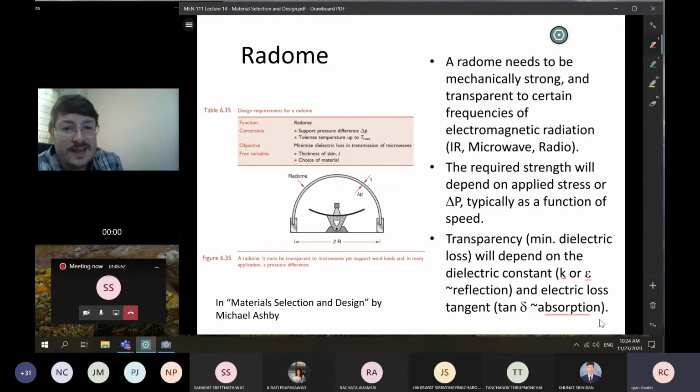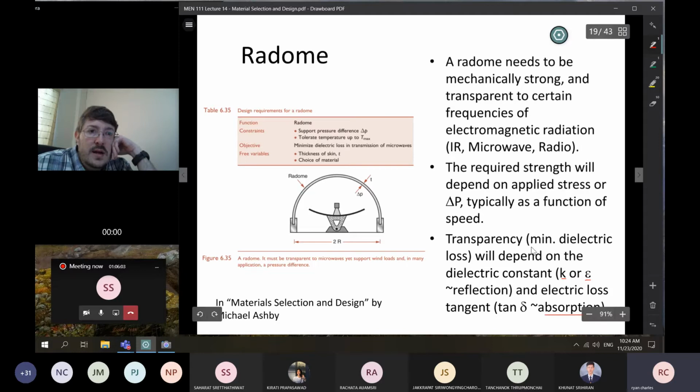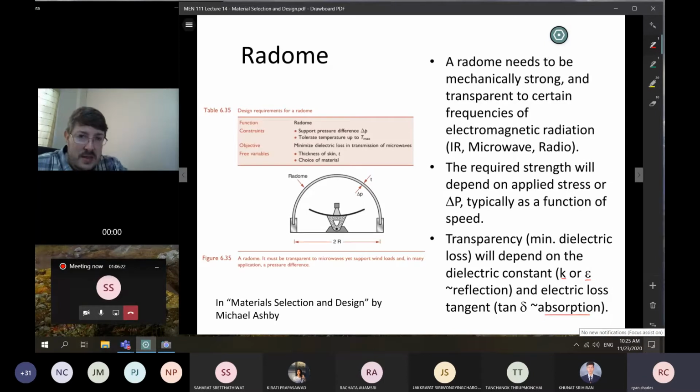So it's the same ideas, right? With visible transmission, you had reflection from the surfaces and you have some absorption. Now we're out of the visible, but we still have ideas of reflection and absorption here depending on dielectric constant and this tan delta, all right? So these would be the electrical properties, the electrical properties of the material impacting the electromagnetic transparency.